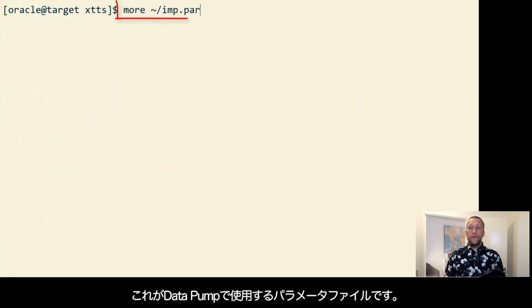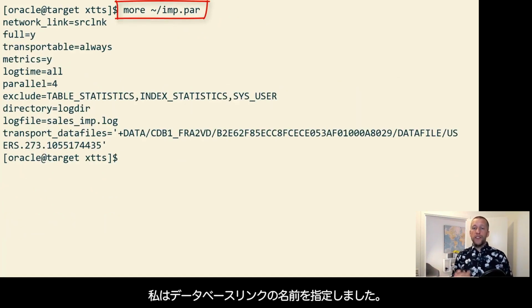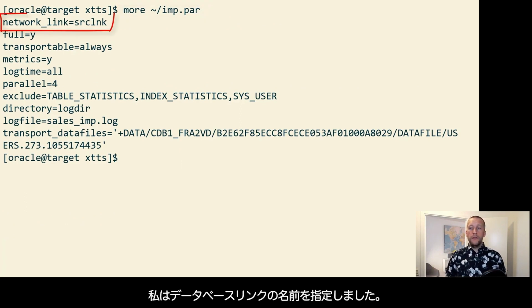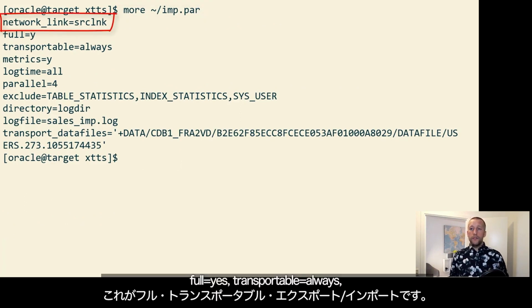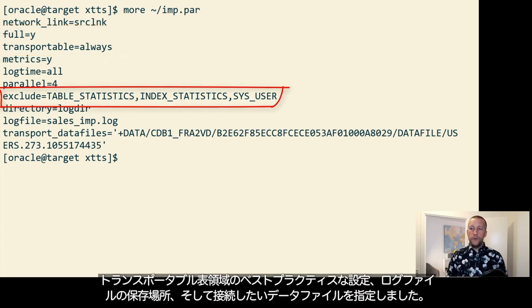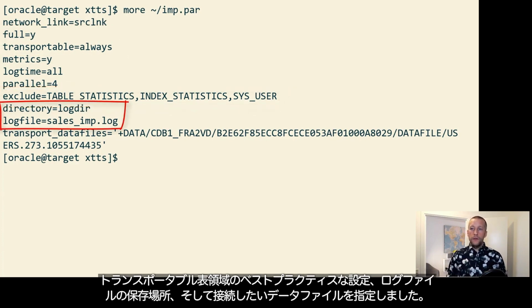This is the parameter file that I use with Data Pump. I've specified the name of my database link. Full equals yes, transportable equals always. That's a full transportable export import. Some best practices with transportable tablespaces, where the log file is stored, and then I specify the data files that I want to plug in.